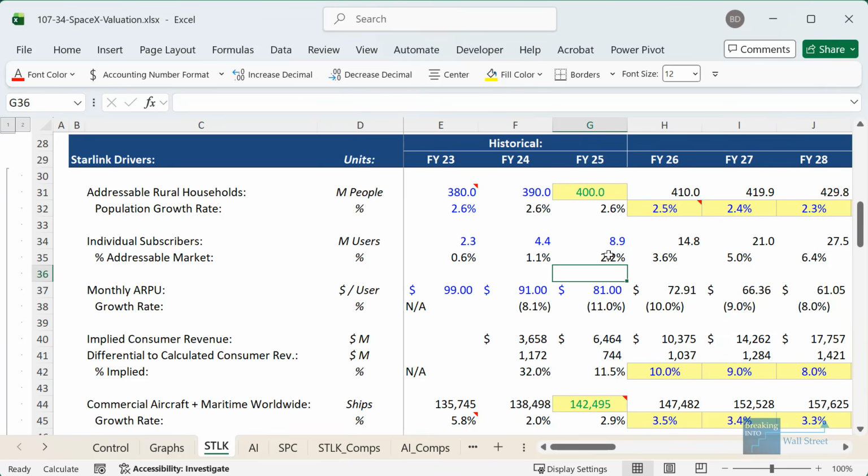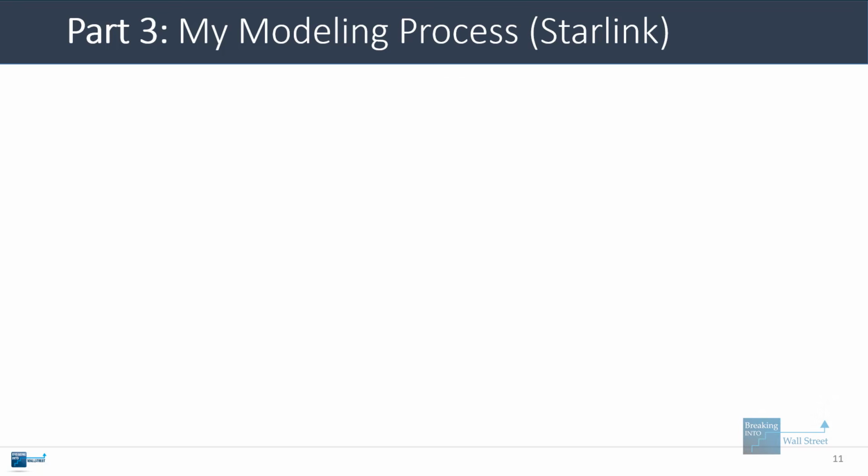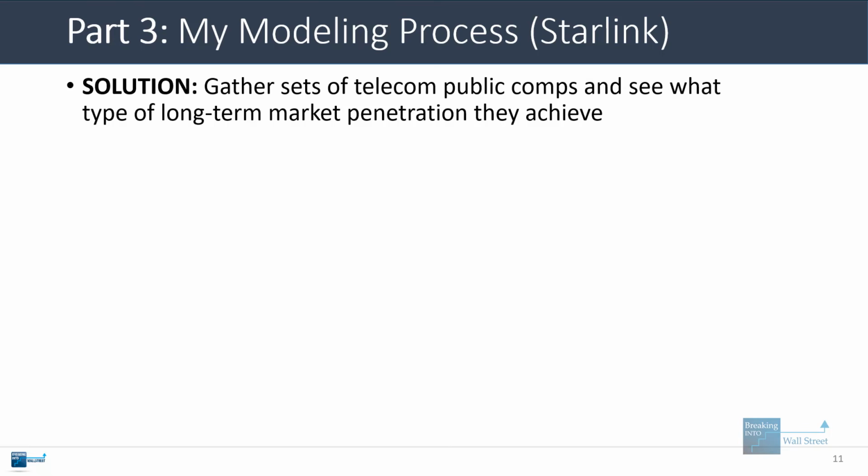You can't just assume this is going to keep doubling every year, because by the time you get to year 10 or year 20, you're going to end up with a ridiculous number. So my approach when I got to this part was to think about the comparable public companies in the telecom sector and to look at the type of market penetration they achieved.